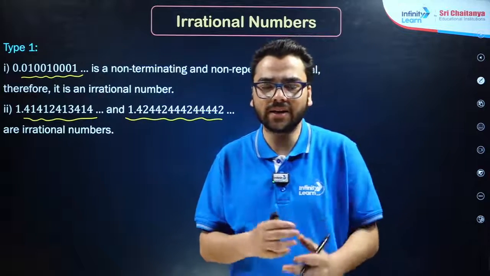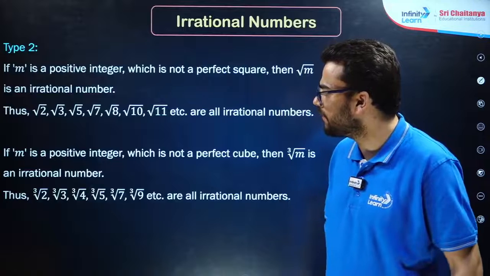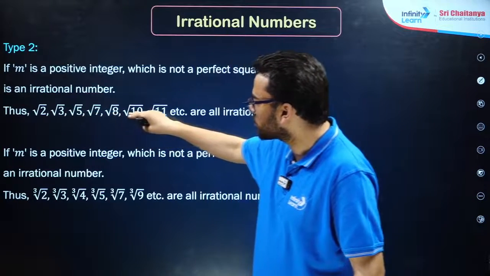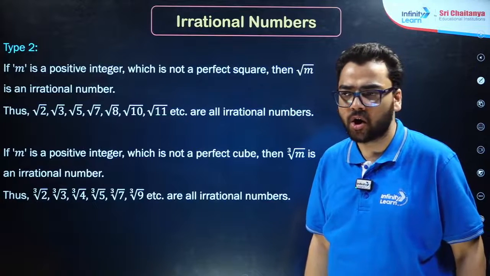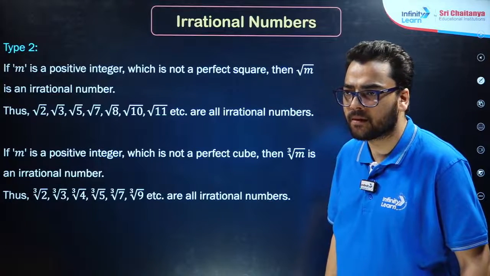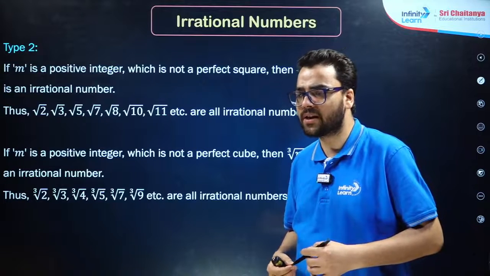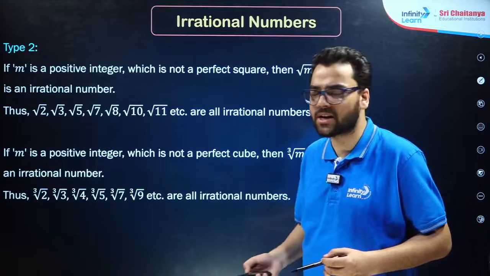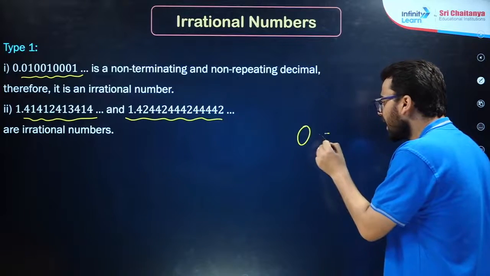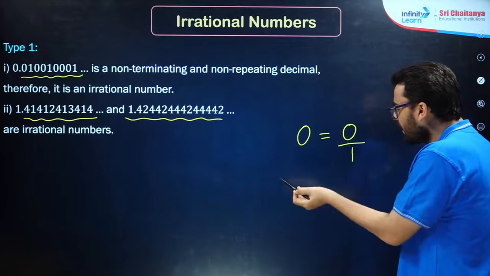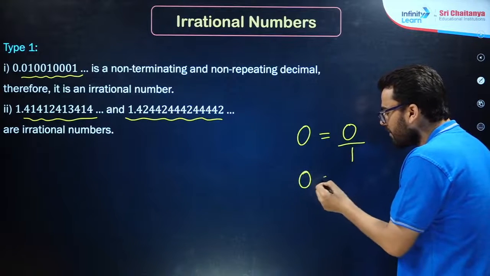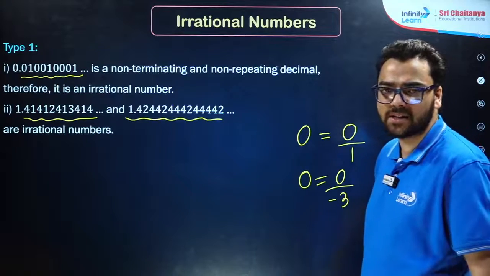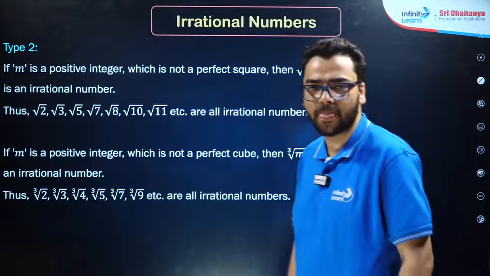Now there are other types as well. For example, you see, square root of any non-perfect square number is an irrational number. For example, 0 by 3. Not able to understand that, Amar? 0 by 3 is a rational number. 0 is a rational number only, Amar, because 0 can be written as 0 divided by any integer. It will again be 0. So 0 is a rational number, right?